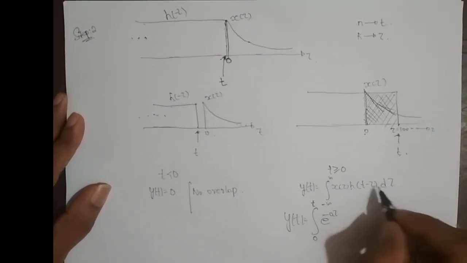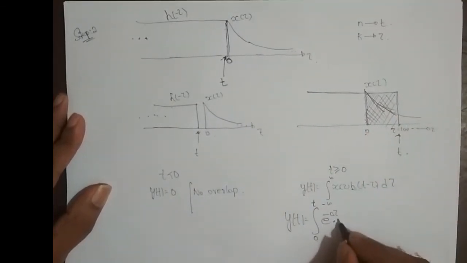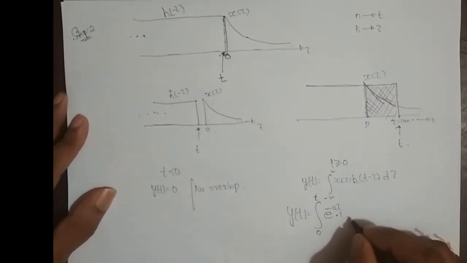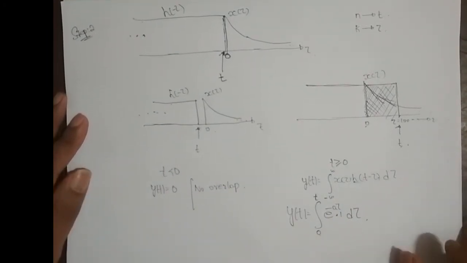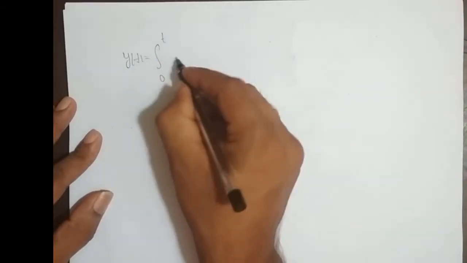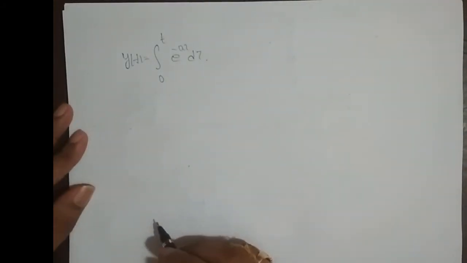Now h of t minus tau. What is the other signal? It is just unit step function, which is 1, right? So it is nothing but 1. And then it is d tau. Now I need to integrate this. I will integrate here in the next sheet. So y of t is equal to integrating from 0 to t e power minus a tau d tau. This was the equation we had.